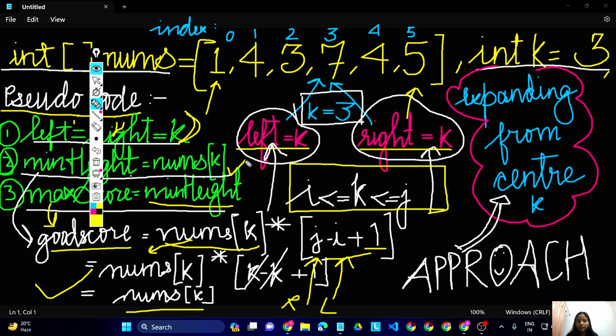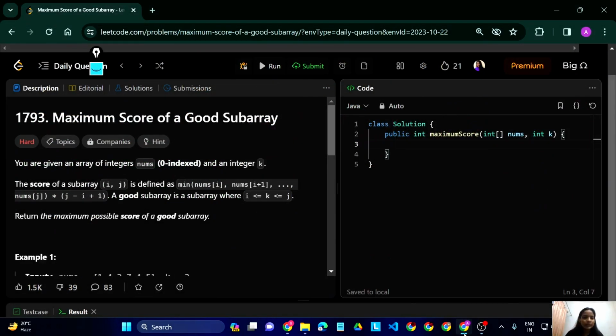We will update the minimum height because it's so obvious: when k is at 3, it will be nums of k. But when we are moving towards the left, when we are moving towards the right, we will have to keep updating the minimum height according to the numbers present. So we'll update the minimum height and we'll keep track of the maximum score so far. Okay, so let's start our implementation.